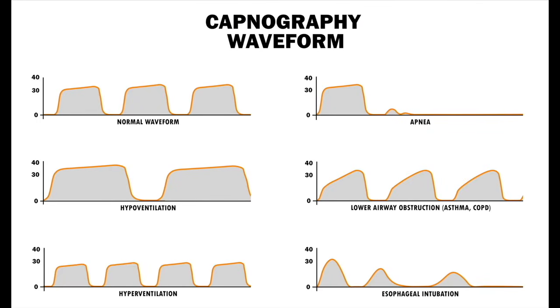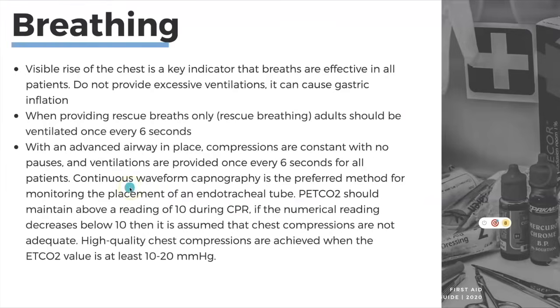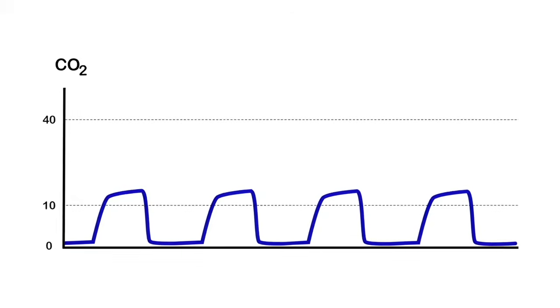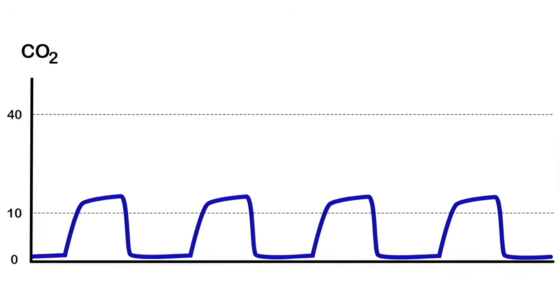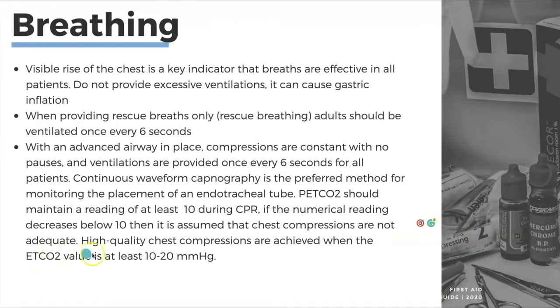Continuous waveform capnography is the preferred method for monitoring the placement of an endotracheal tube. That is on a test. Continuous waveform capnography is the preferred method for monitoring the placement of an ET tube. This is also on the test. The end tidal carbon dioxide should maintain a reading of at least 10 during CPR. If the numerical reading decreases below 10, then it is assumed that chest compressions are not adequate. High quality chest compressions are achieved when the end tidal carbon dioxide value is 10 to 20 millimeters of mercury.